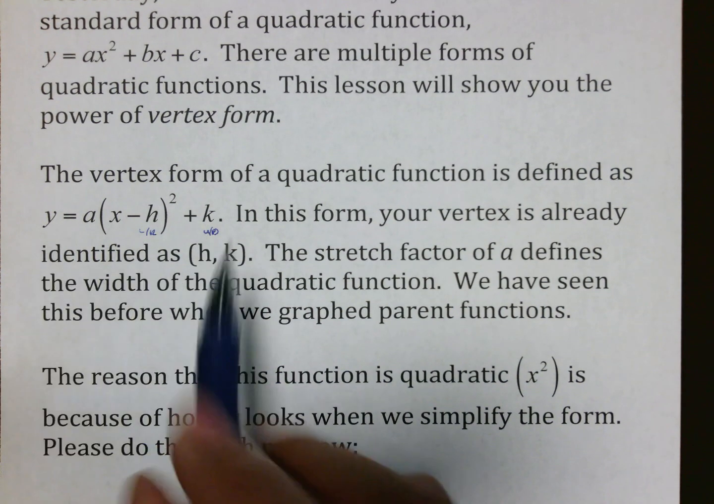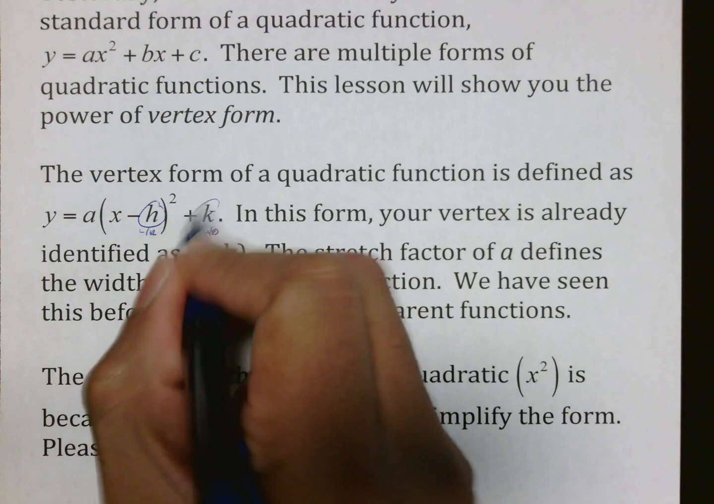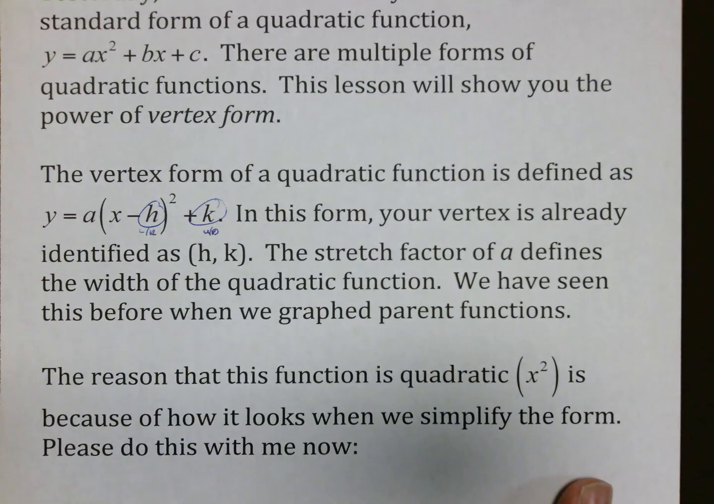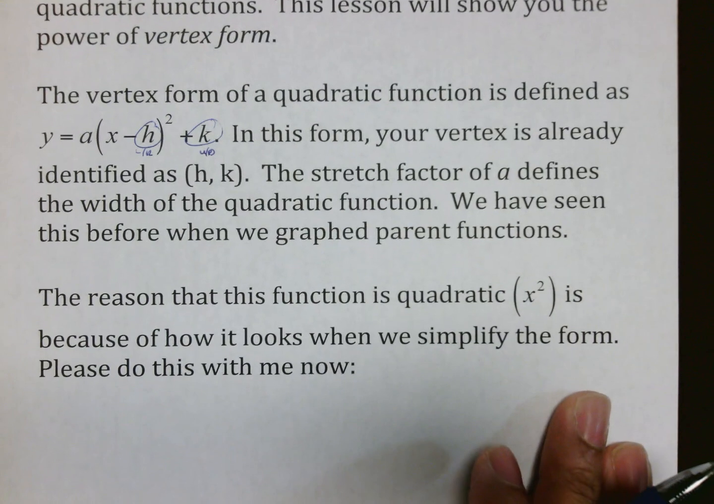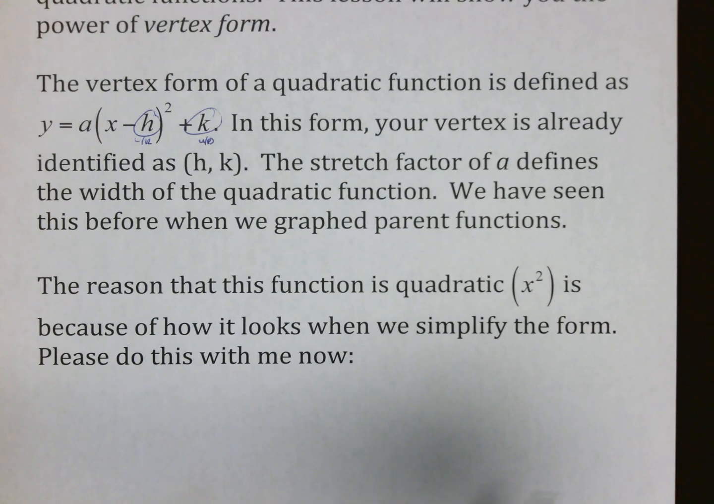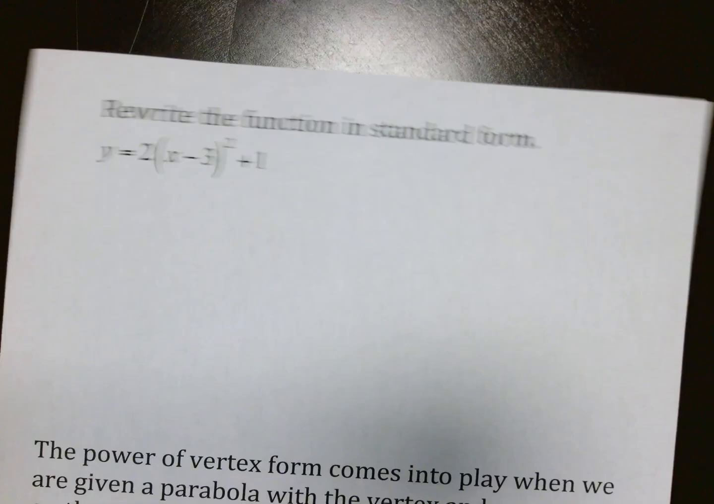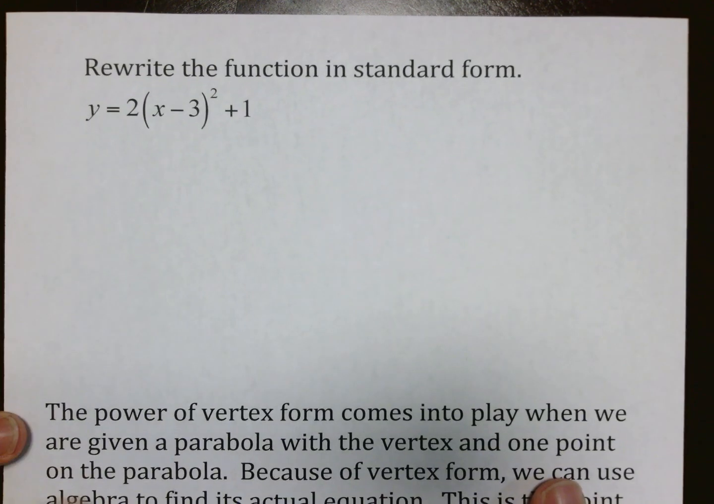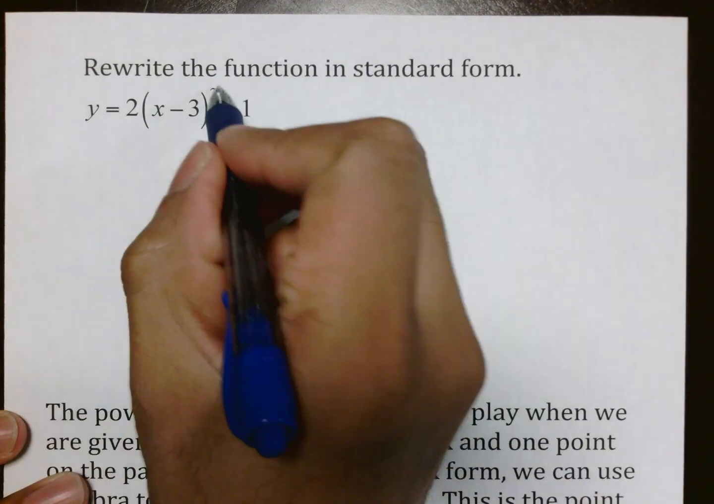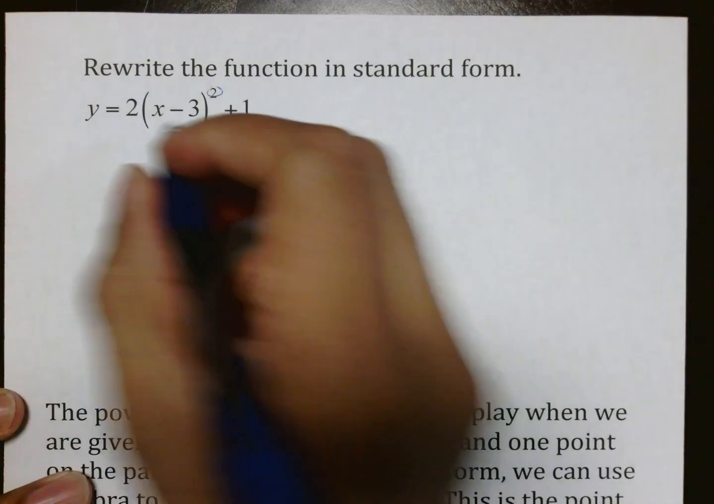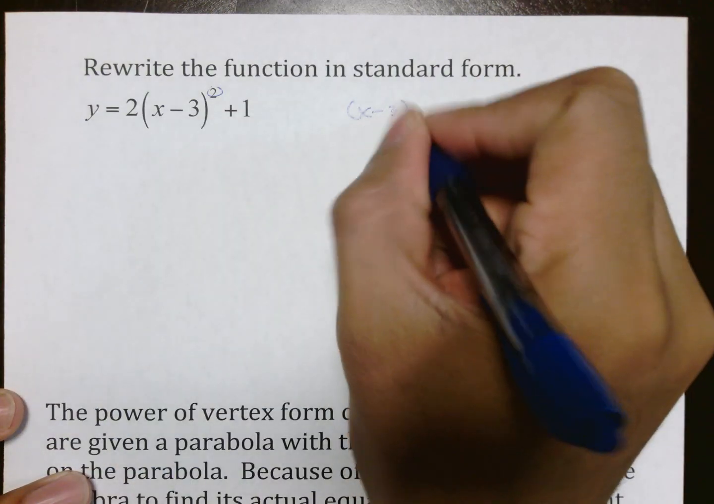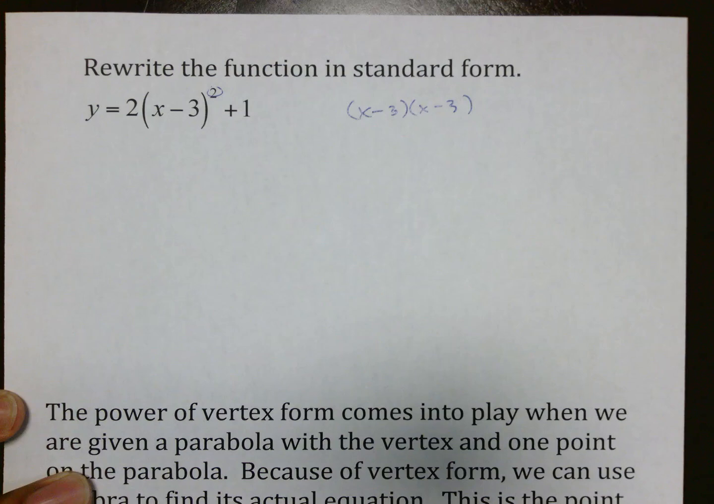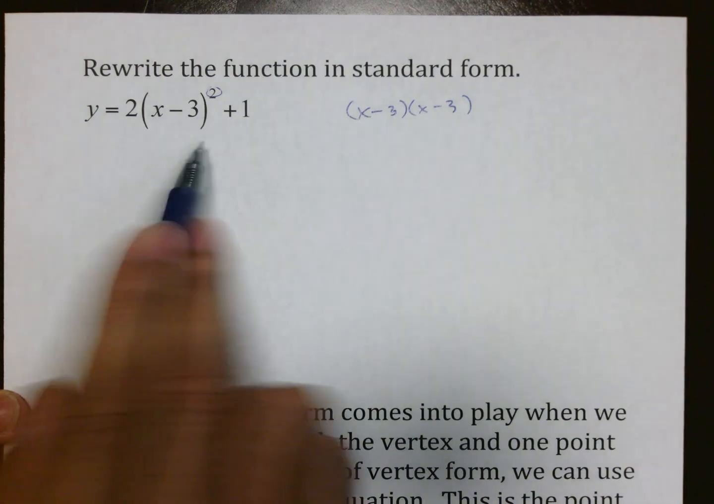So in vertex form, these two letters represent your vertex, and that's going to be important in terms of what we do later. The reason the function is quadratic, which means that it has a highest power of x squared, is because of how it looks when we simplify it. So let's simplify this just to make sure that I'm not lying to you. What we would do here first is deal with this squared, and so we're going to go off to the side and do x minus 3 times x minus 3, because I wouldn't want to do all that work in here.